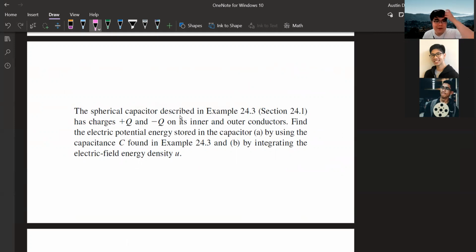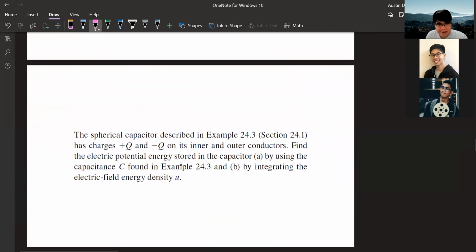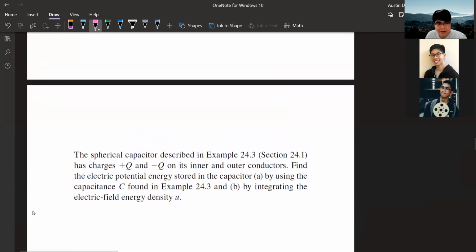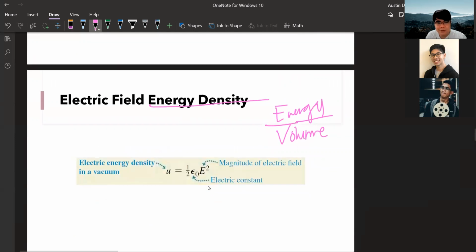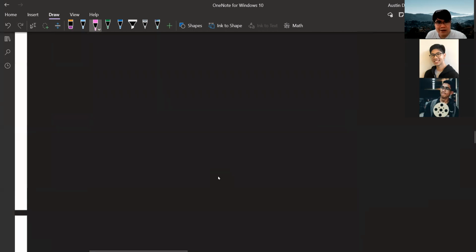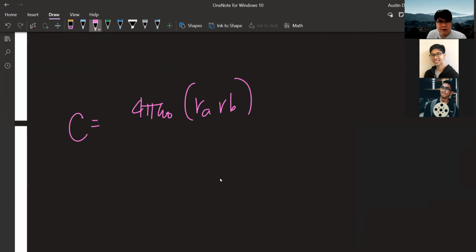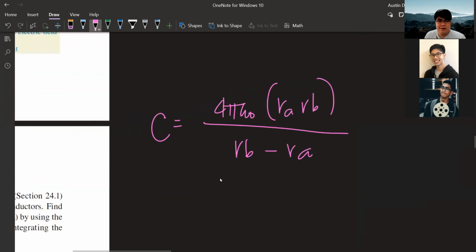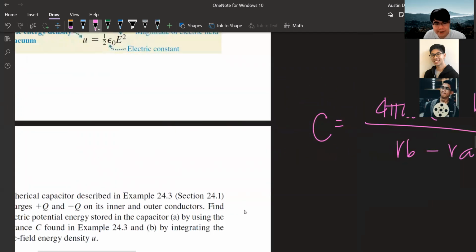try daw natin hanapin yung electric potential energy stored in that capacitor by using the capacitance and by integrating the electric field energy density U. Okay, so ano yung nakuha natin ng capacitance kanina? Buti na lang, sinulat ko na siya dito. The capacitance kanina would be 4 pi epsilon naught RA RB over RB minus RA. So this is our capacitance for the spherical capacitor kanina.